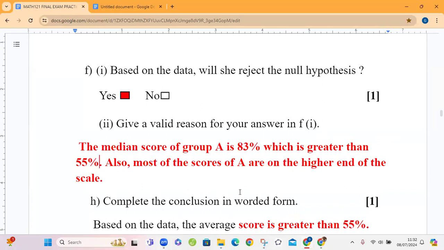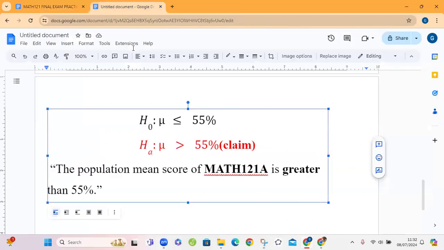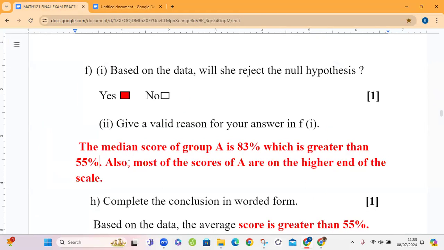Now part H says to complete the conclusion. Since we reject the null hypothesis, we have to conclude with the alternative hypothesis. The alternative hypothesis says that the mean is greater than 55%, which is true because 83% is greater than 55%. So in conclusion, based on the data, the average score is greater than 55%.